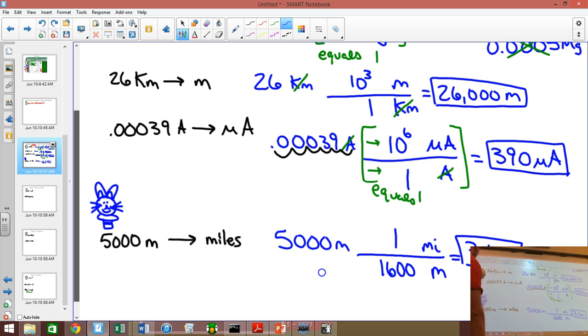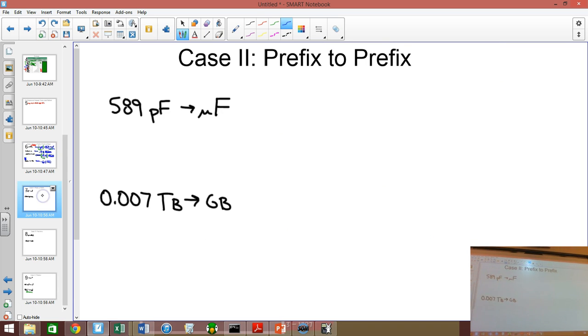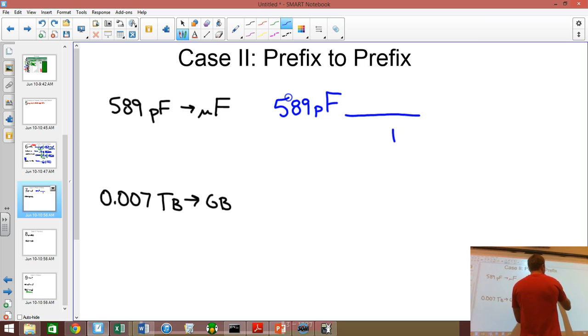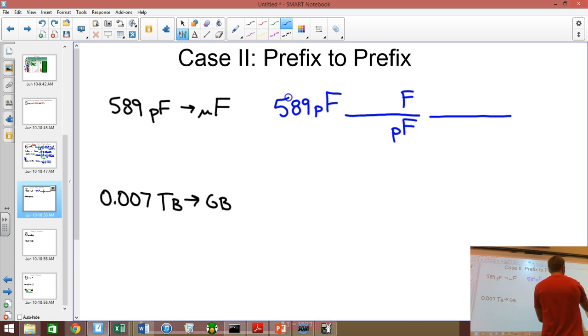Now, case number 2. What if we're going from one prefix to another prefix? What I'm going to do here is do an intermediate step. And let me show you how this works. 589 picofarads. Again, you don't have to know what the F means. It's not important. I'm going to change this into the base unit. And then I'm going to go from the base unit into what I'm trying to get to, microfarads.